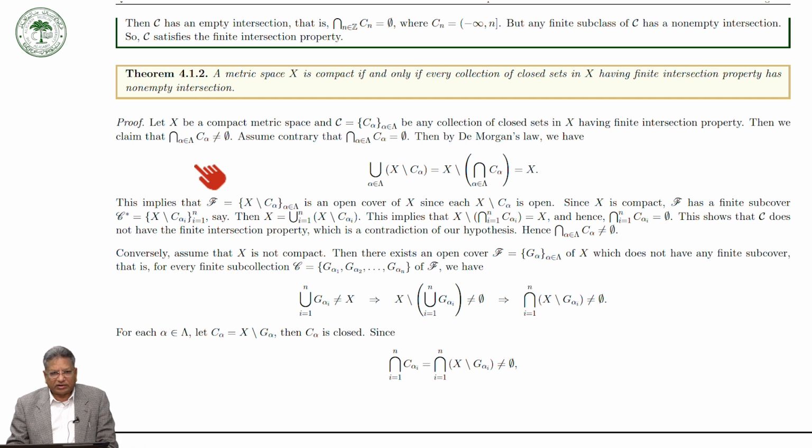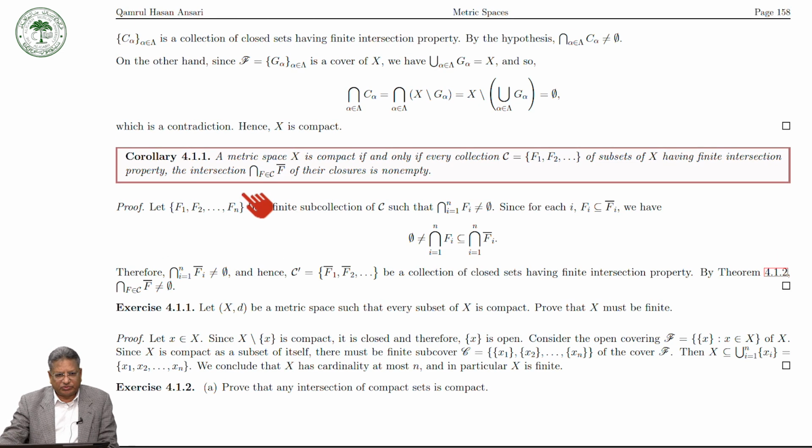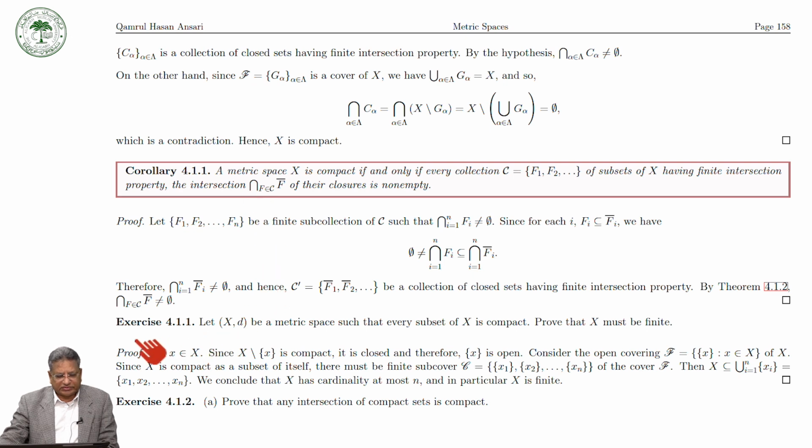And then there is a characterization of a compact set. We say that a metric space X is compact if and only if every collection of closed sets in X having the finite intersection property has non-empty intersection. Okay, so this we have proved already. Now let us come to the exercise.